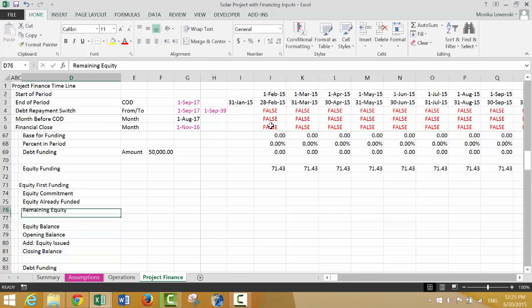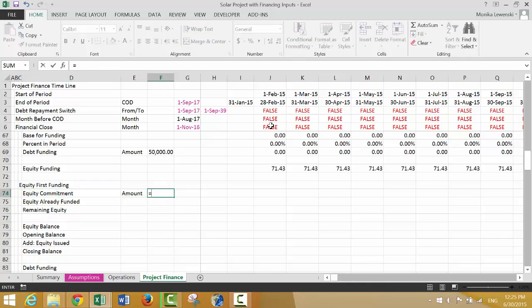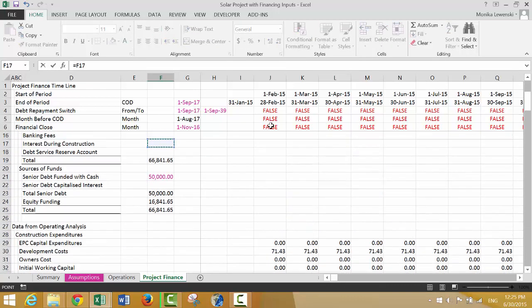Okay, and so that's not hard. We'll put the amount first and get the total equity funding from here.